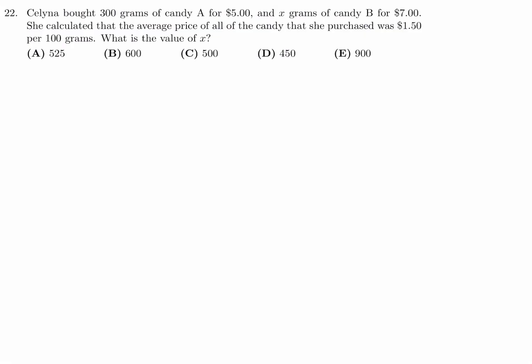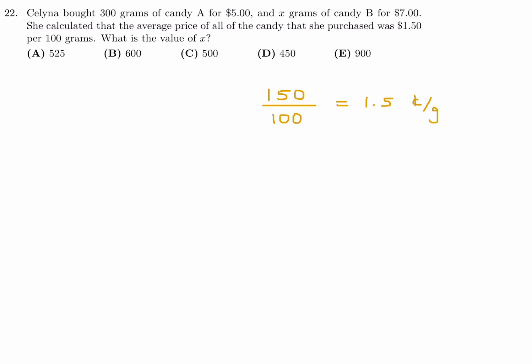Selena bought 300 grams of candy A for $5 and X grams of candy B for $7. She calculated the average price of all the candy that she purchased was $1.50 per 100 grams. What is the value of X? I'm going to change everything to cents. So $1.50 will be 150 cents over 100 grams. So that is 1.5 cents per gram.